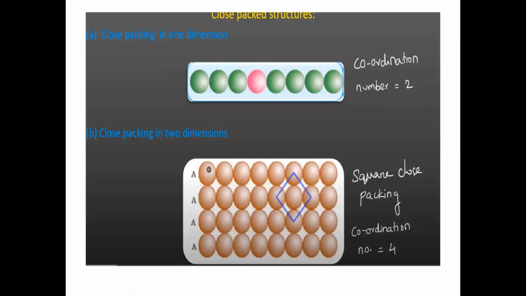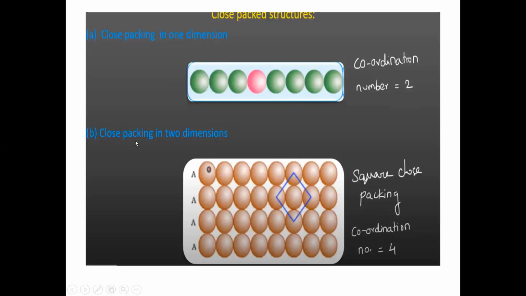Next topic is close packed structures. Under this chapter, we are going to learn how particles are arranged in the crystal. First one is close packing in one dimension. In one dimension, the particles are arranged linearly. Here each atom is connected with two other atoms, so the coordination number for this atom is 2.